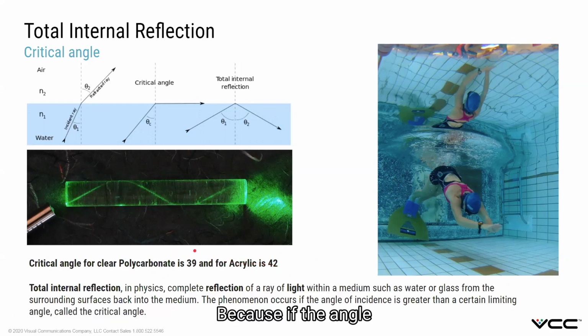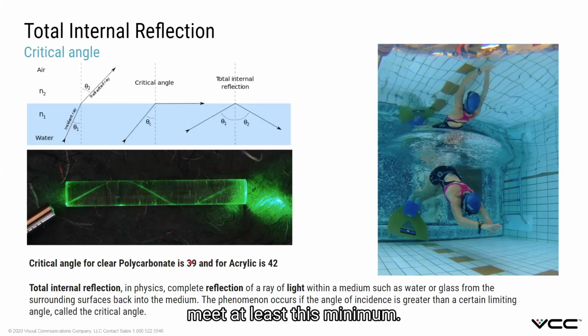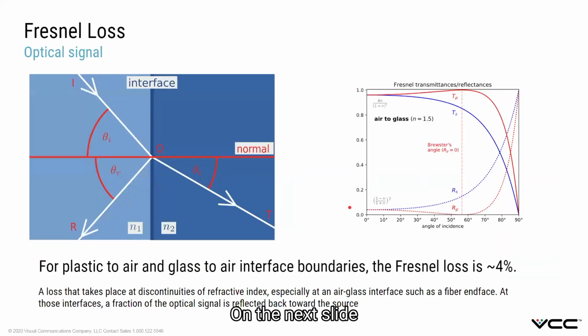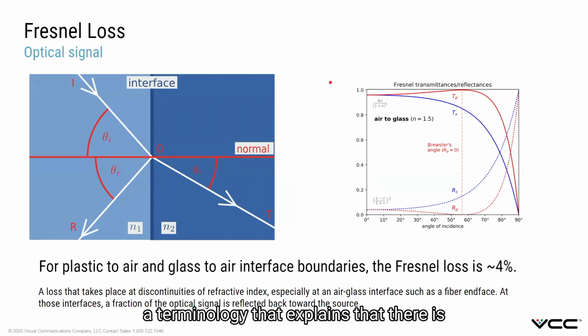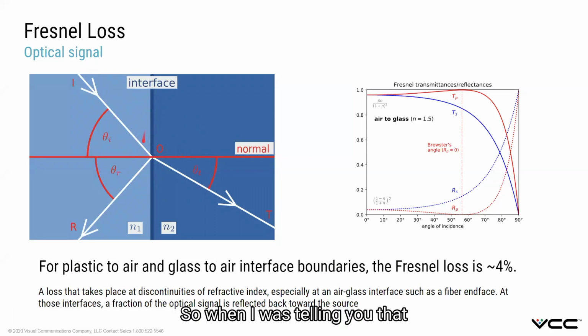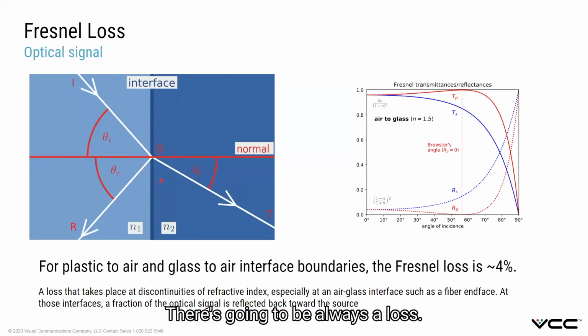Because if the angle doesn't meet this minimum, the light is going to go outside. I'm going to explain a little bit more on the next slides. This is just a bit of terminology that explains that there's always a loss when the light goes from one media to another, and this is totally normal. So when I was telling you that the goal is to have 100% output, that's going to be impossible. There's always going to be a loss.